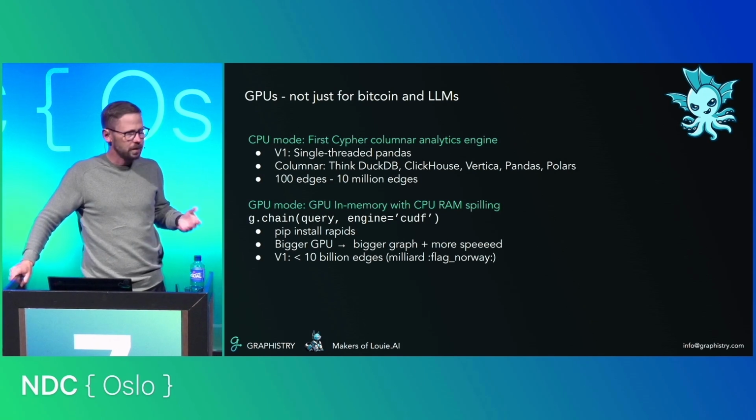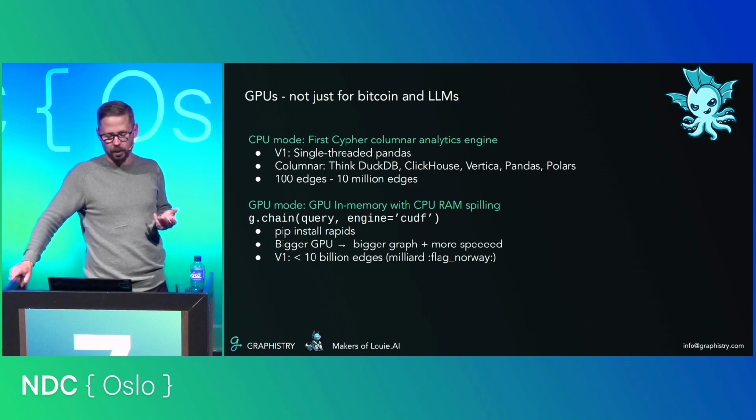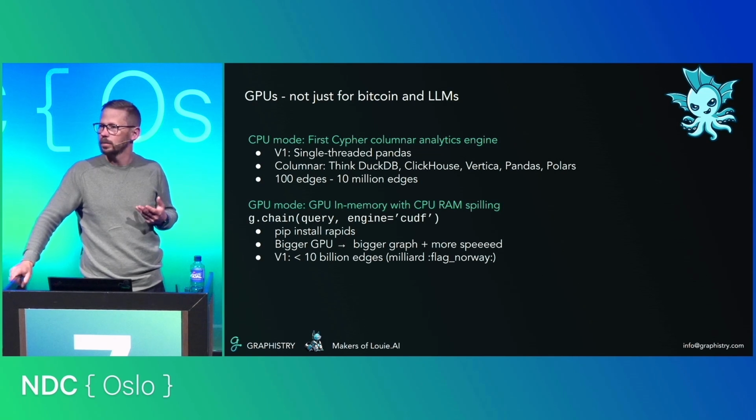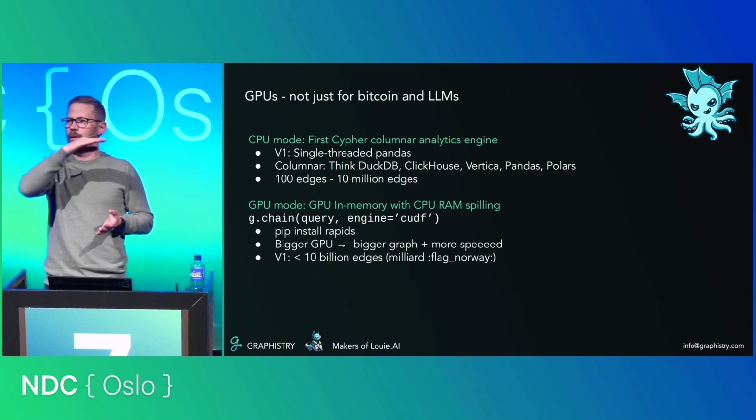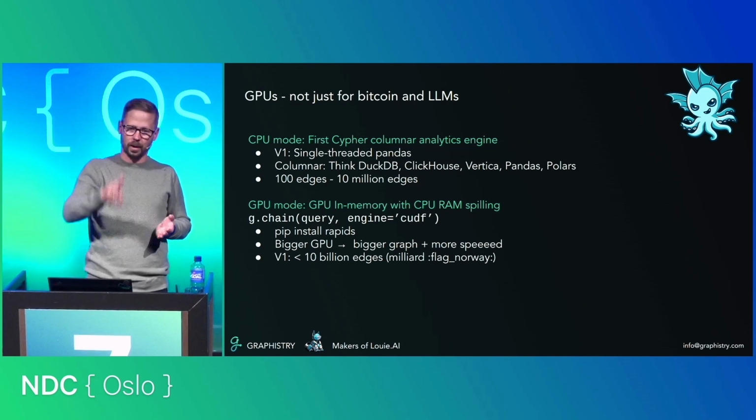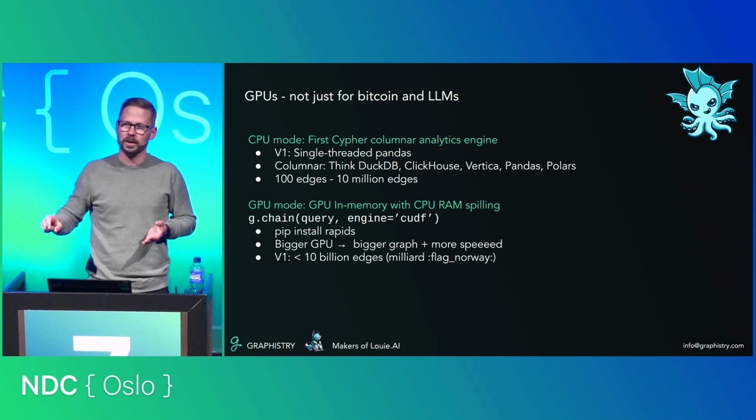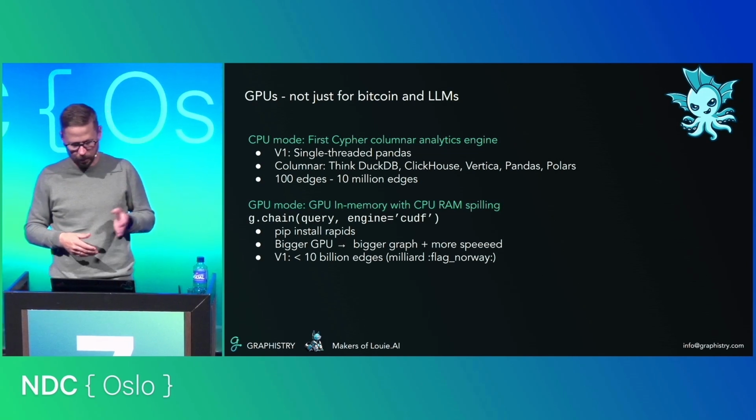In the CPU mode for GFQL, it's a single-threaded pandas. It's quite okay, and it's columnar. So when you're searching your data, you're not searching row by row. You're searching column and then fetching row, basically. That's the pandas columnar way.